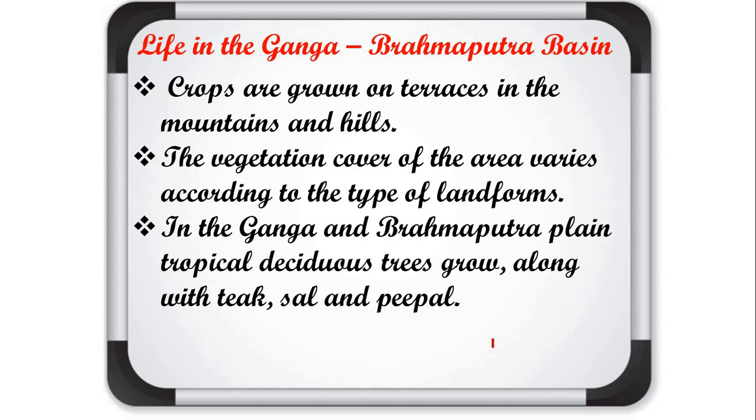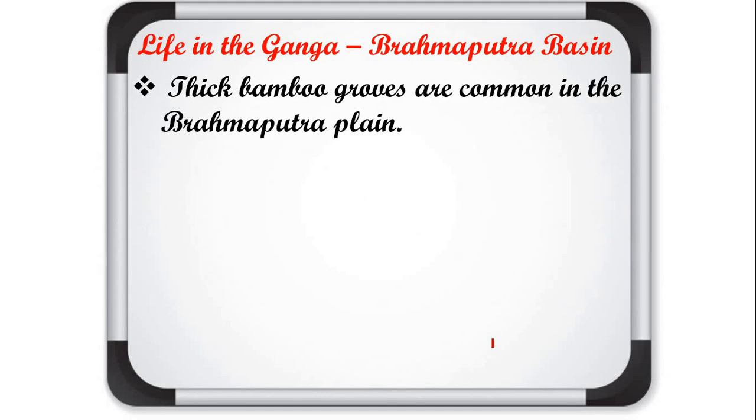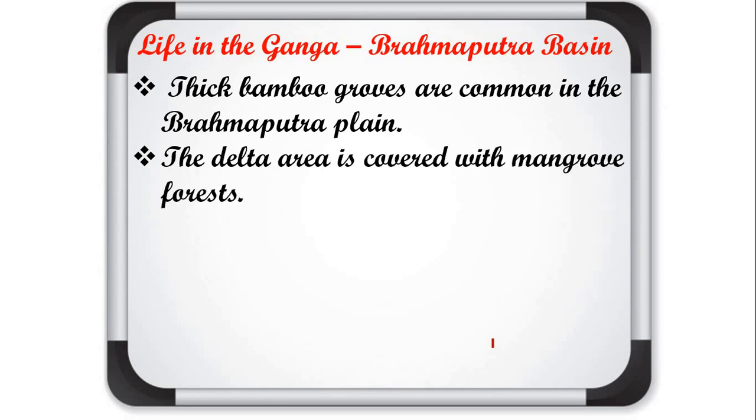As we studied, in the Amazon basin a high amount of rainfall occurs, and that's why rainforests are found there. If we talk about the Ganga and Brahmaputra basin, deciduous forests are found, and in this forest the teak, sal and peepal trees are common. Thick bamboo groves are common in the Brahmaputra plain. The delta area is covered with mangrove forest.